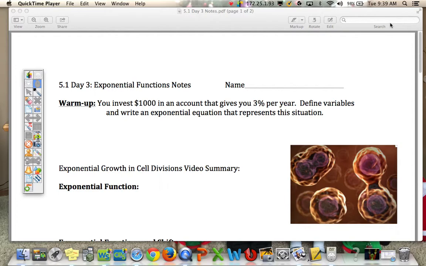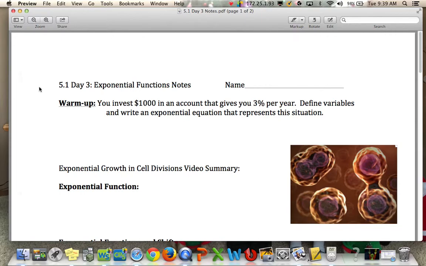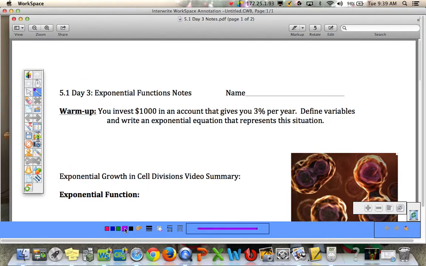All right, this is exponential, and with exponential functions, we always start with the starting value, y equals 1,000. And it gives you 3% per year, so you're gaining 1 plus 3% a year. Change the 3% to a decimal. And then x will be how many years you get that interest for. So here it is, y equals 1,000 times 1 plus 0.03 to the x. The 1 takes the $1,000 from the time before and adds 3% to it.